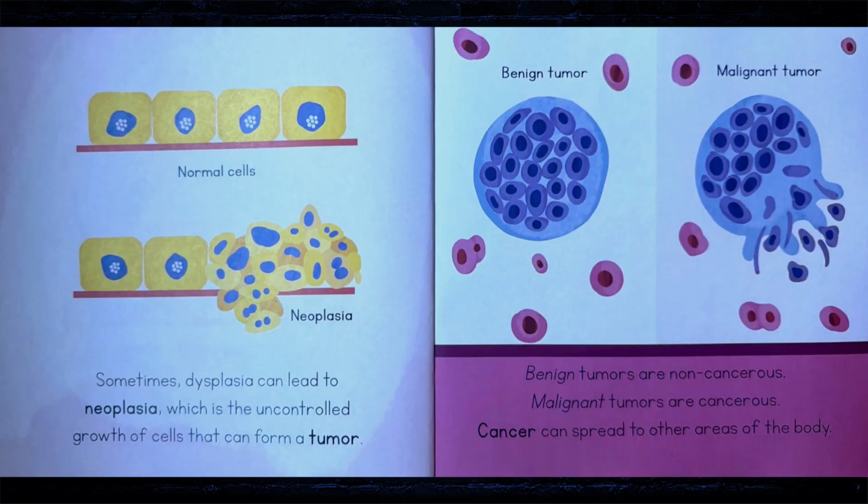Sometimes, dysplasia can lead to neoplasia, which is the uncontrolled growth of cells that can form a tumor. Benign tumors are non-cancerous. Malignant tumors are cancerous. Cancer can spread to other areas of the body.